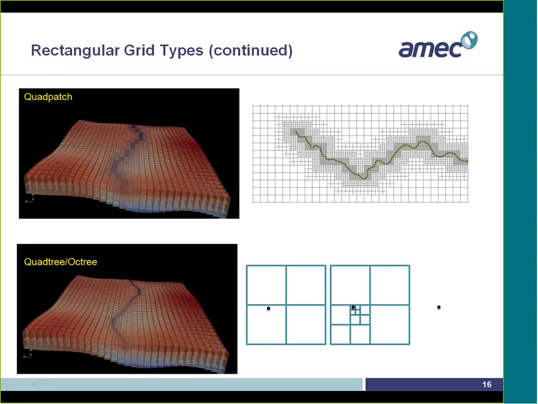That's quad patch. And quad tree, octree are where you can divide any one cell into 2 different cells and into 4 different, and you continue doing that, and you can zoom in to a certain feature if you want, and that's quad patch or quad tree or octree.